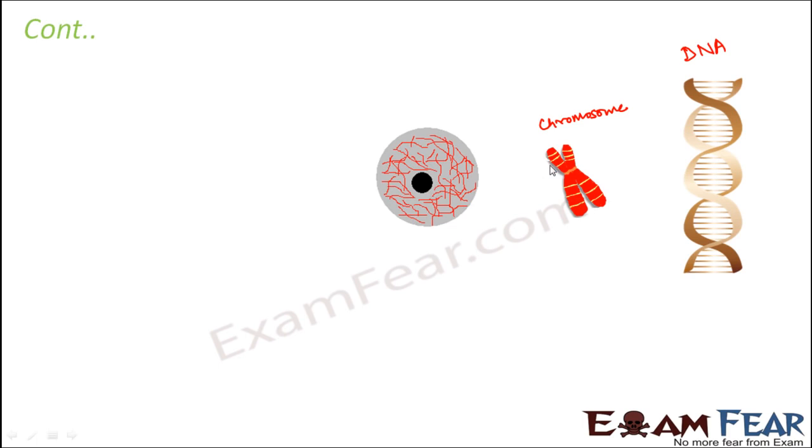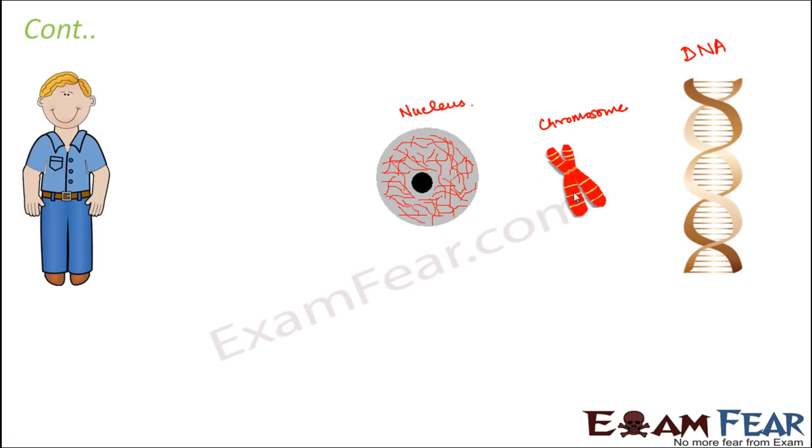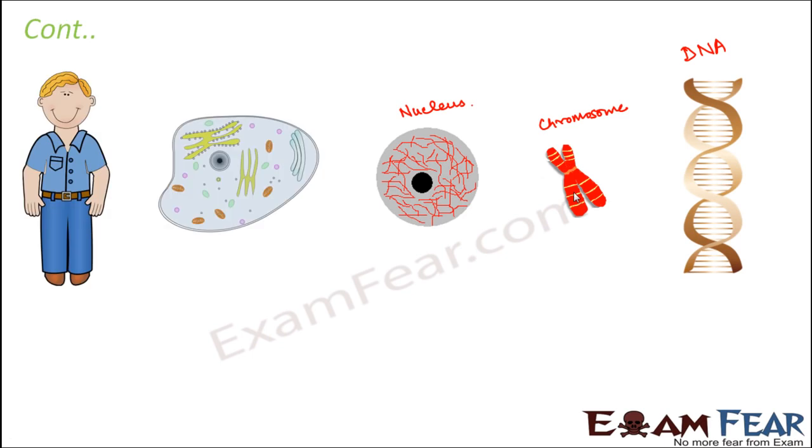Now where is the chromosome located? The chromosome is located inside the nucleus. If you see, this is the nucleus, and inside the nucleus you can see the red colored thread-like structures. When you magnify the thread-like structure, this is how it looks. And where is the nucleus located? The nucleus is located inside the cell. Here you can see the nucleus, and the cell is located inside the body.